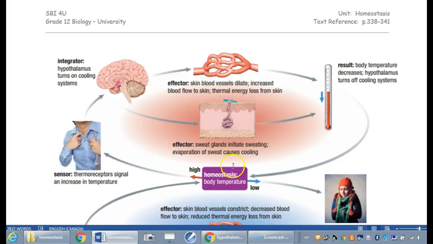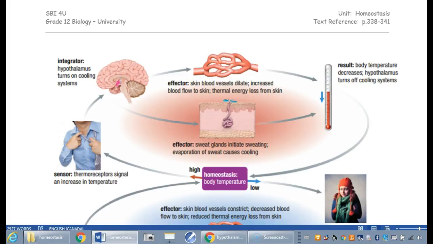So let's take the road of our body temperature starting to get a little bit higher than our set point of 37 degrees. We have thermoreceptors in our skin and our body that detect whether our body temperature is getting a little above its set point. That's the sensor part of our negative feedback mechanism. What's coordinating all of this, our integrator, is the hypothalamus that we've already discussed. It's going to turn on a couple of different cooling systems.